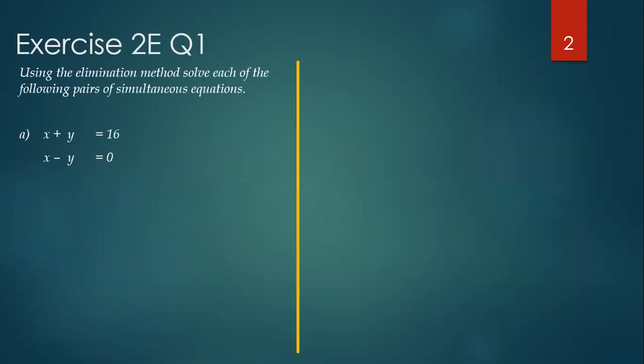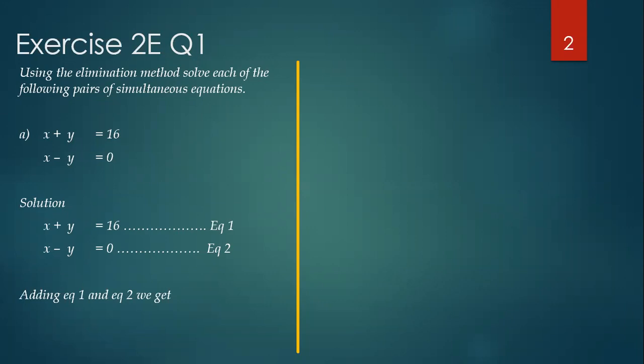Here we have the very first question, which says, using the elimination method, solve each of the following pairs of simultaneous equations. And we are given the very first sum. In this, we have two equations given, x plus y is equal to 16 and x minus y is equal to 0. So first of all, let's label these two equations. We'll consider x plus y is equal to 16 as equation 1 and x minus y is equal to 0 as equation 2. Now, let's add both of these together and find out the third equation.